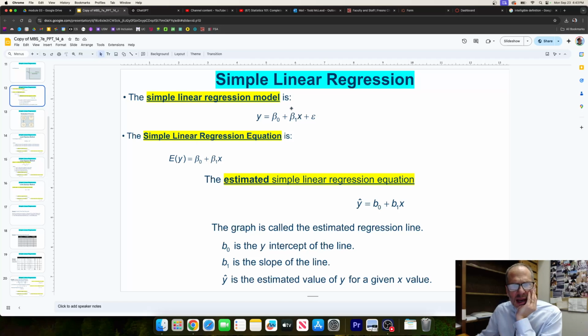And then, just to bring these equations forward, we have our regression model, our regression equation, and now we have our estimated simple linear regression equation. So this is the estimate, and it's from a sample, and it's estimating the population. So we have y hat, and we have little b0 plus little b1 times x. Little b0 is the y-intercept of the line, little b1 is the slope of the line, and y hat is the estimated value of y for a given x value. It's called the estimated regression line.